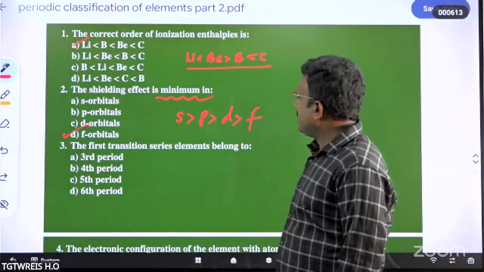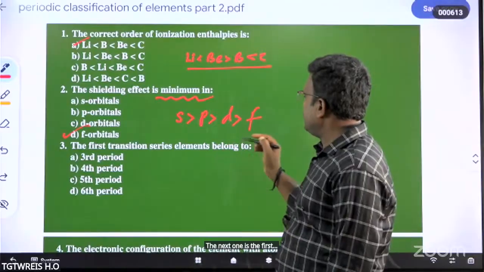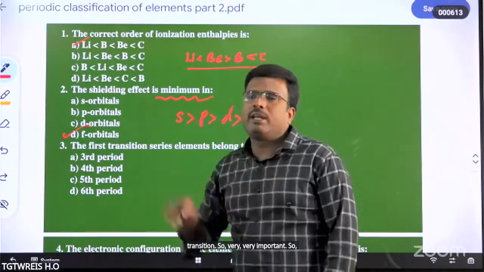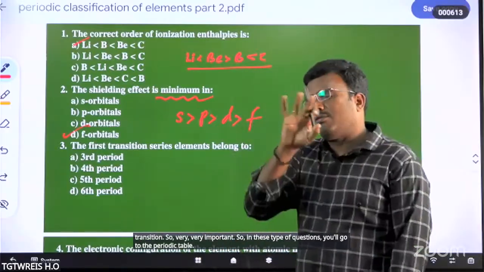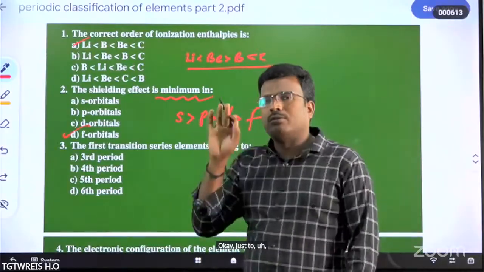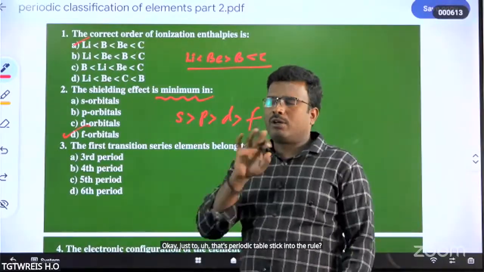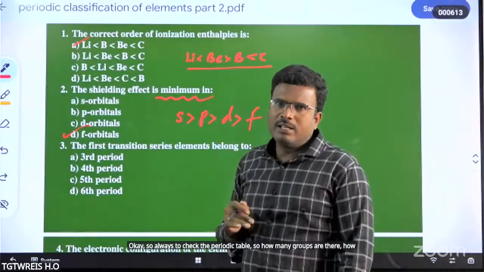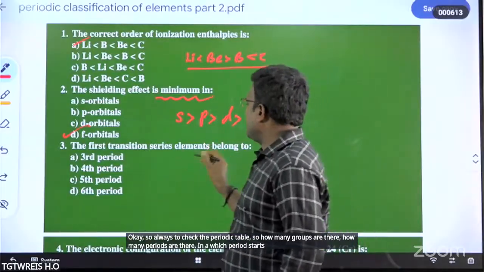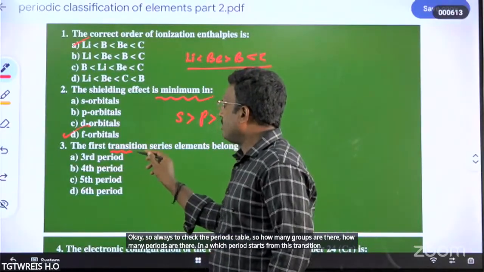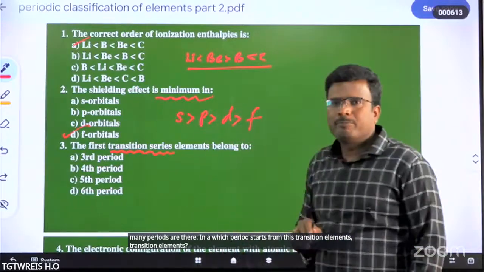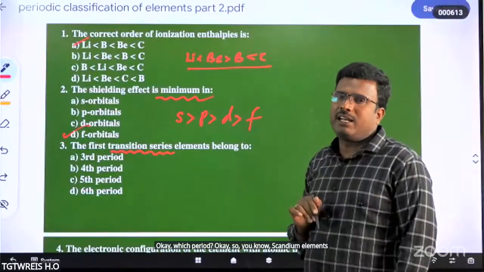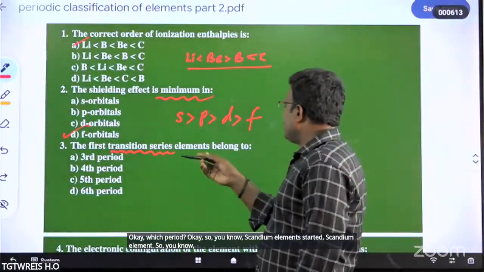The next one: the first transition series elements belong to which block? Very, very important. This type of question will come from the periodic table. Just stick the periodic table in front of you and always check it. How many groups are there? How many periods are there? In which period do the transition elements start? Scandium is where the elements start. Scandium element. That is the configuration of the transition elements.